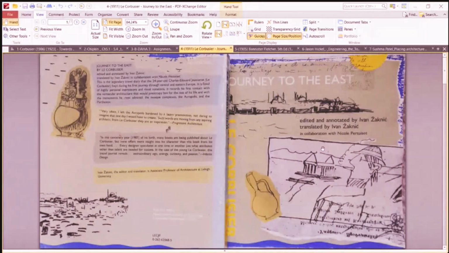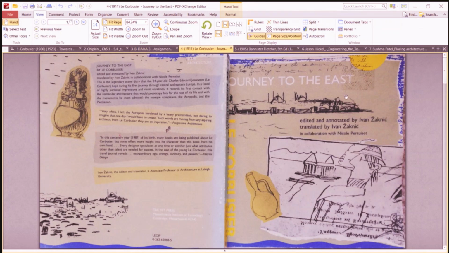So let's read a little bit more of Corbusier. This is Corbusier's Journey to the East. In 1911, he traveled from Paris, or I think it was from Paris that he left, and he traveled eastward through Eastern Europe and the Balkans, and his journey ended in Istanbul, right? Istanbul, the capital of the Ottoman Caliphate, right? The capital of Islamic civilization.